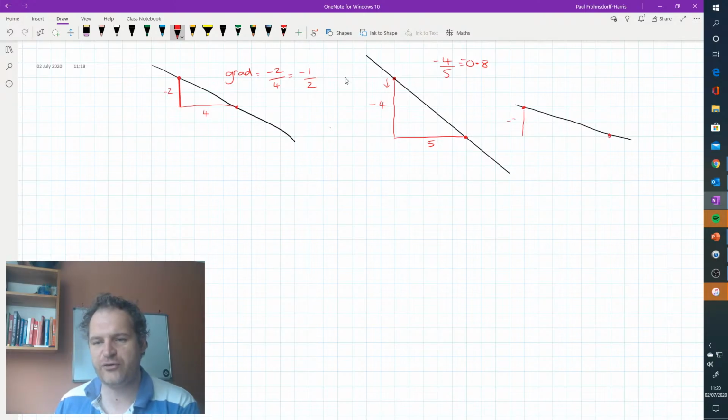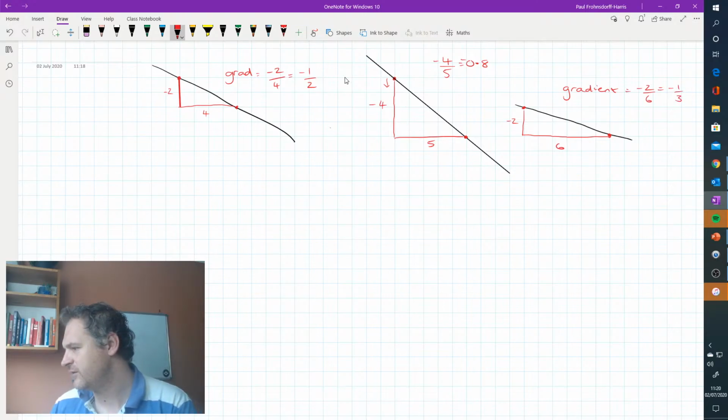It goes down to 1, 2, 3, 4, 5, 6. 6 along. So the gradient, I should be writing gradient each time, is going to be -2/6, which does simplify to -1/3. So we've got 3 negative gradients.